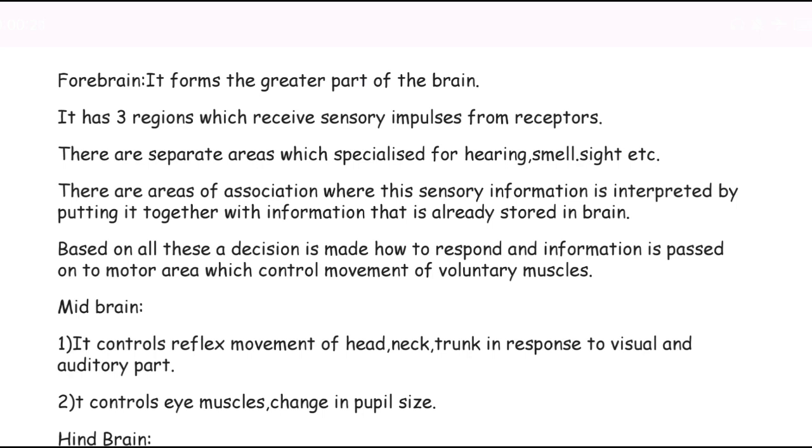In the forebrain, there are separate areas which are specialized for hearing, smell, sight, etc. There are areas of association where this sensory information is interpreted by putting it together with information that is already stored in the brain.